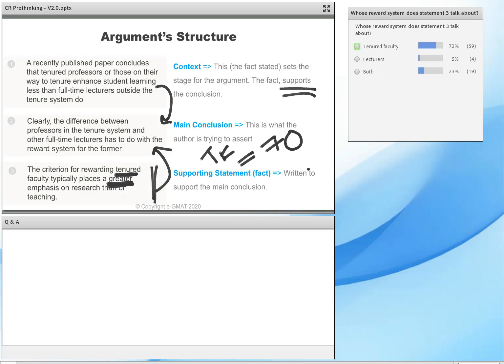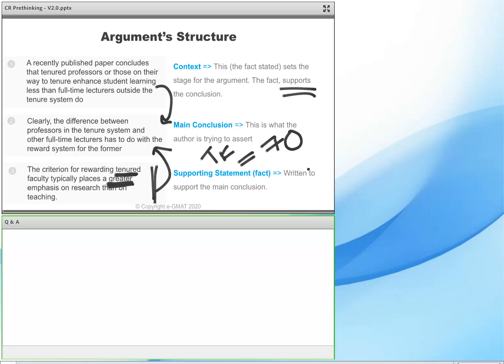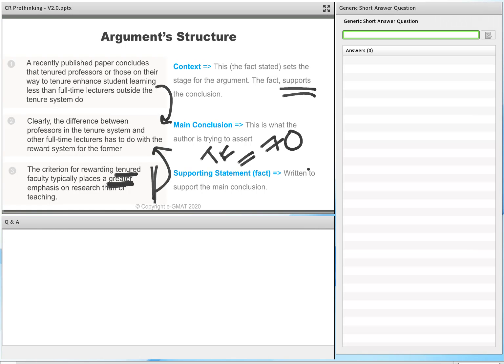Now, Arushi says, I don't see how 1 supports 2. Okay, good question, Arushi, and I can see that because 1's kind of setting the context, and you can say, okay, how does 1 support 2? Now, think about it this way. What if I remove this statement from the argument? What happens to my conclusion? Does it become less logical? If I don't have the information provided by that published paper, does my conclusion become less logical?